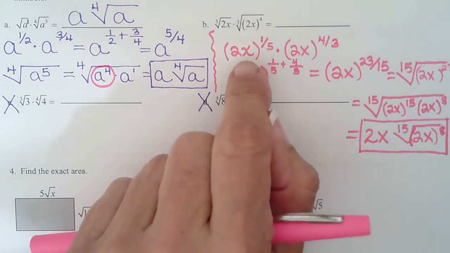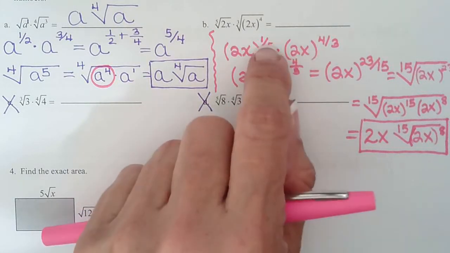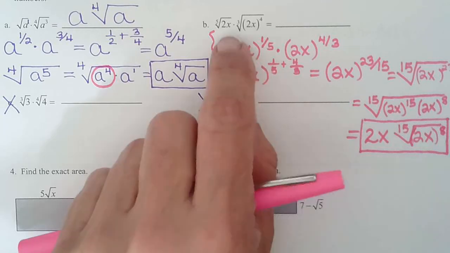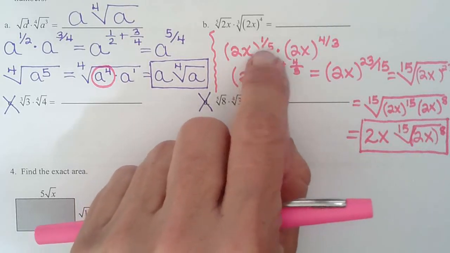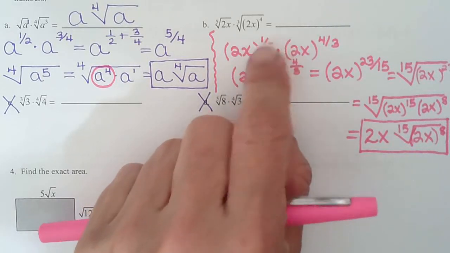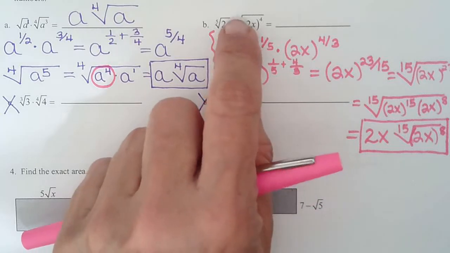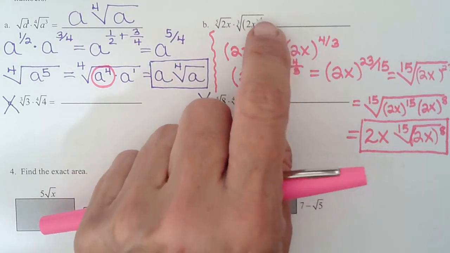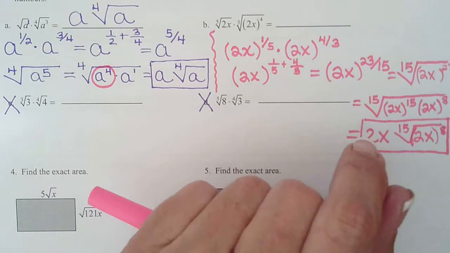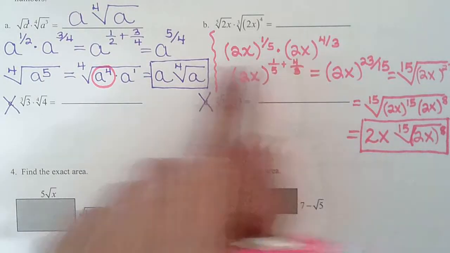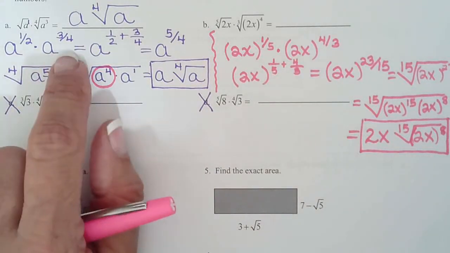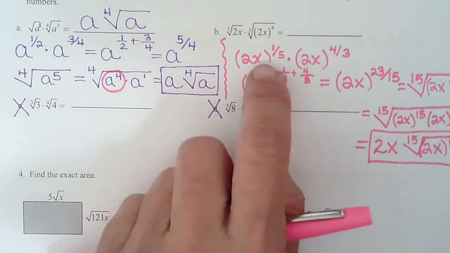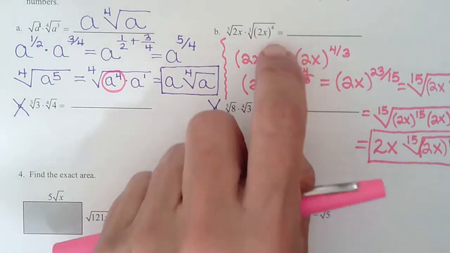So first we changed both of these into fractional exponents, and again, because 2x is under the radical, it has to be in parentheses. Otherwise, without parentheses, it would only apply to x. So the power here is 1, so it's 1 over 5. The power here is 4, so it's 4 over 3. Now we have 2 of the same base, just like we had over here. So anytime the base is the same, you add the exponents.